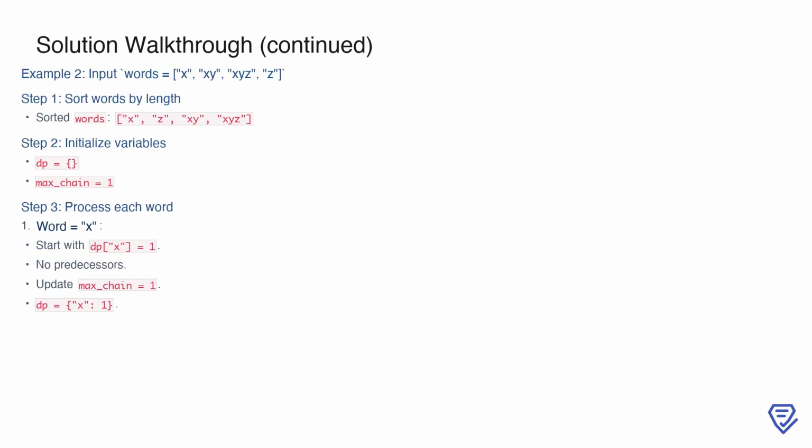In the second example, the input words are x, xy, xyz, z. After sorting by length, we get x, z, xy, xyz. As before, we initialize dp as an empty dictionary and set max_chain to 1. Starting with the word x, we assume it forms a chain of length 1, so we set dp[x] equals 1. Since there are no possible predecessors for x, no updates are needed. We then update max_chain to 1. The dp dictionary becomes {x: 1}.